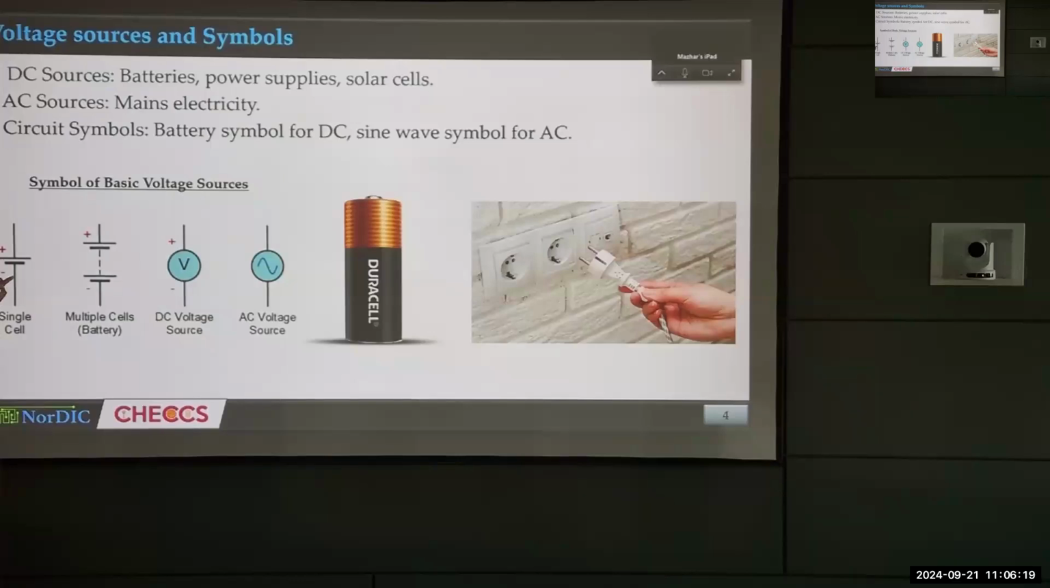It will create another voltage difference between this node and this node. You get my point? So if I connect three batteries, then there will be 9 volts of voltage difference from the beginning of the first battery and the end of the last battery, or the positive terminal of the first battery and the negative terminal of the last battery. Do you get it? Do you have any question?